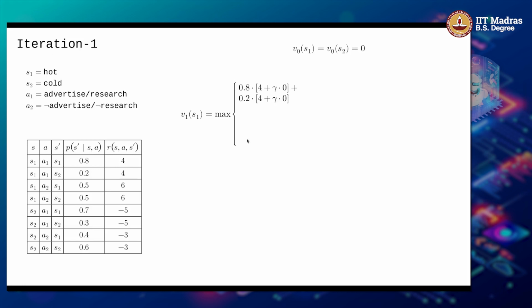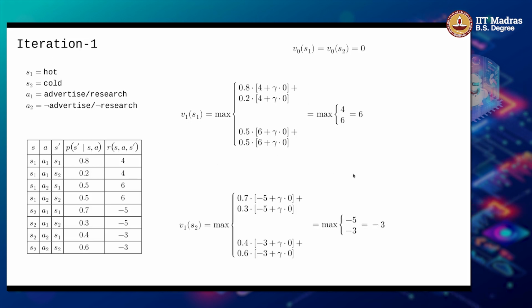Now you have to do likewise for A2. You look at A2 from S1 going to S1, and A2 from S1 going to S2. If you now compute this, you will get 4 and 6 respectively. Max of that is 6. So V1 of S1 is 6.